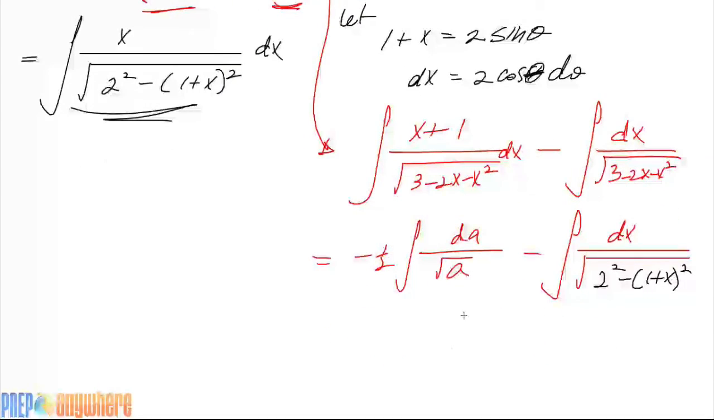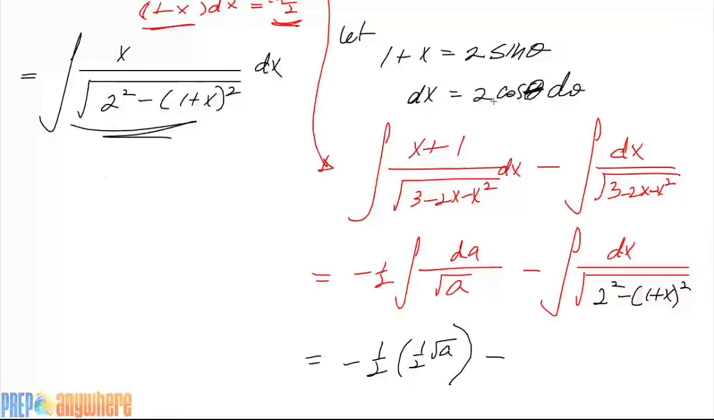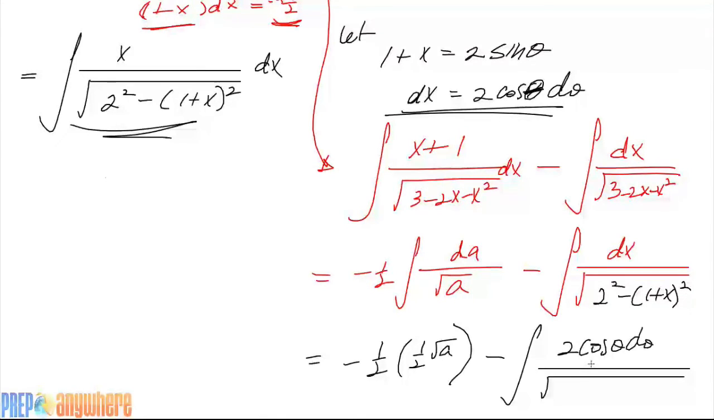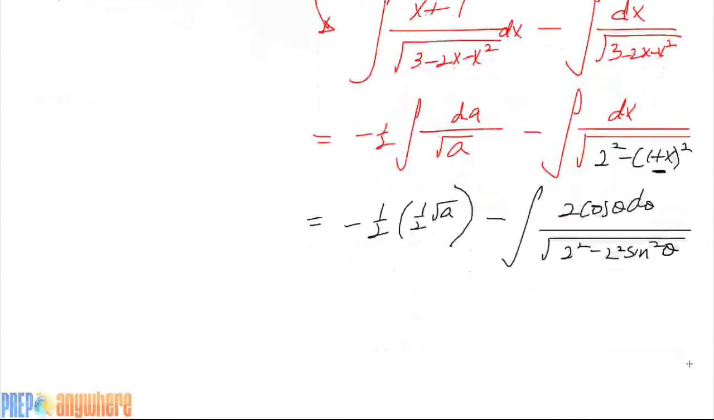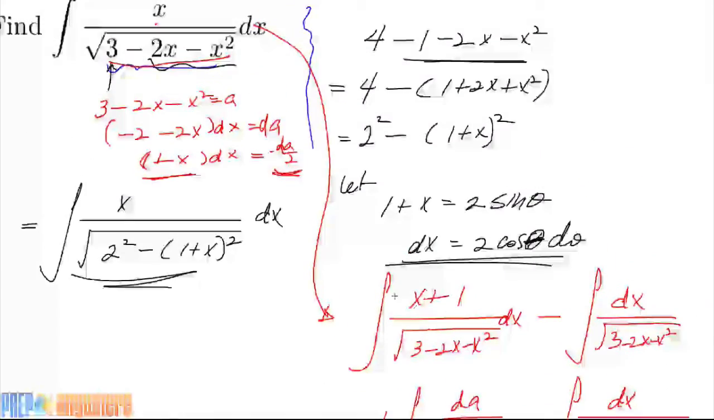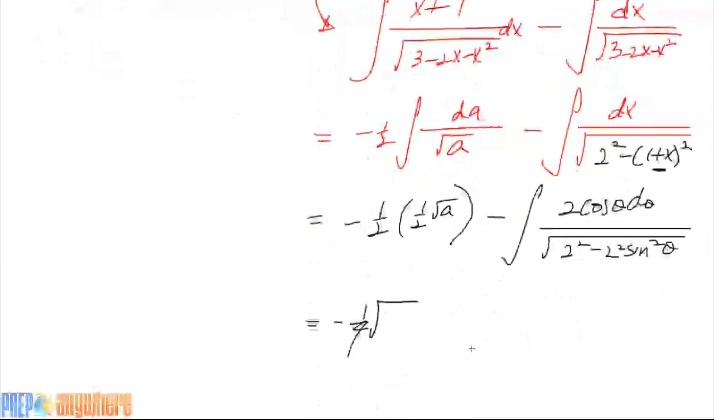So this first part, I'm going to do it the easy way. I'm just going to say it's minus half, and this is going to equal a half of the square root of A. This one here, I'm going to change with trig. So right here, I'm going to replace the dx with 2 cosine of theta d theta, and the square root of, this one right here is going to be replaced with 2 sine squared theta. So 2 squared minus 2 squared sine squared theta. So what was A equal to? The whole thing at the bottom, right? 3 minus 2x. Like that.